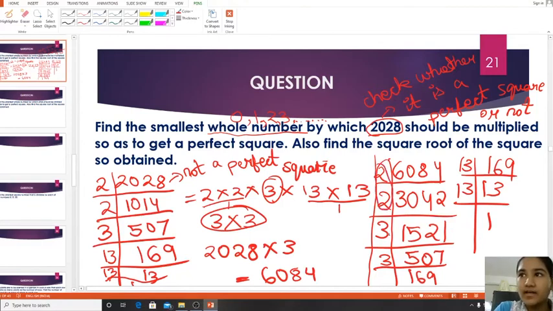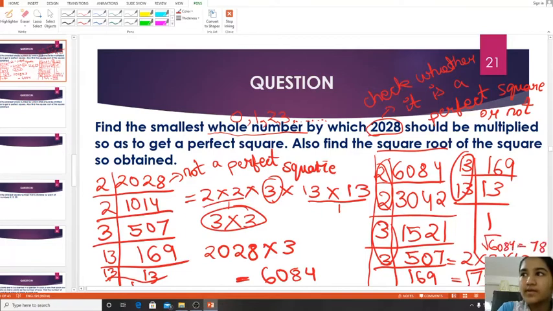We find that here all the numbers are with their pairs. So we have to even find the square root of the square so obtained, after multiplying with the smallest whole number which is required. So what is the square root? 2 into 3 into 13, because from each pair you have to pick up one, it's 78. Therefore the square root of 6084 is equal to 78. Fine, is the question clear? Shall we proceed? Let's proceed.